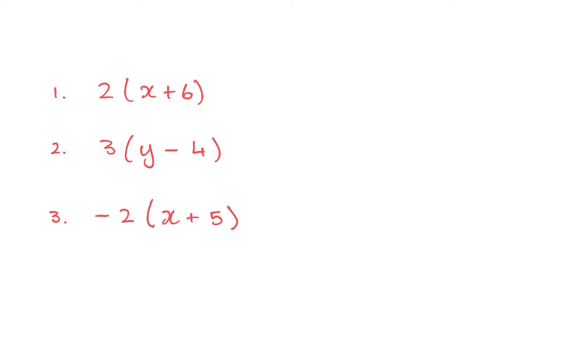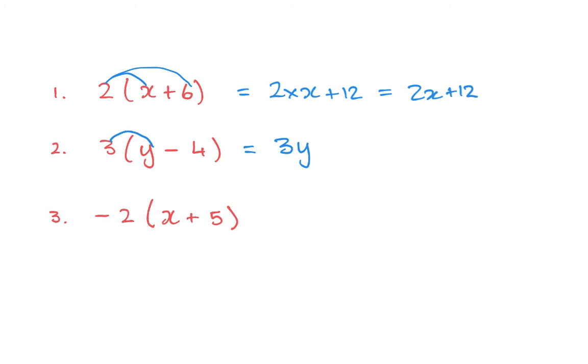Okay, hope you did well with those. Let's have a look at the answers. We've got 2 times x plus 2 times 6, which is 12. So 2x plus 12 for the first question. We've got 3 times y, which is 3y. And then 3 times minus 4, which is negative 12. And negative 2x. And negative 2 times 5, which is negative 10.